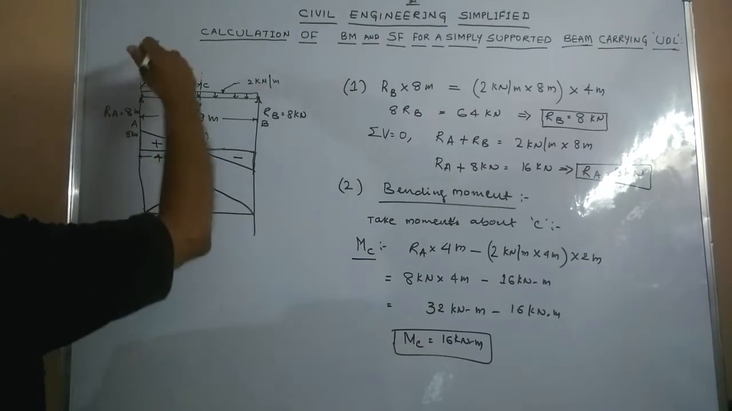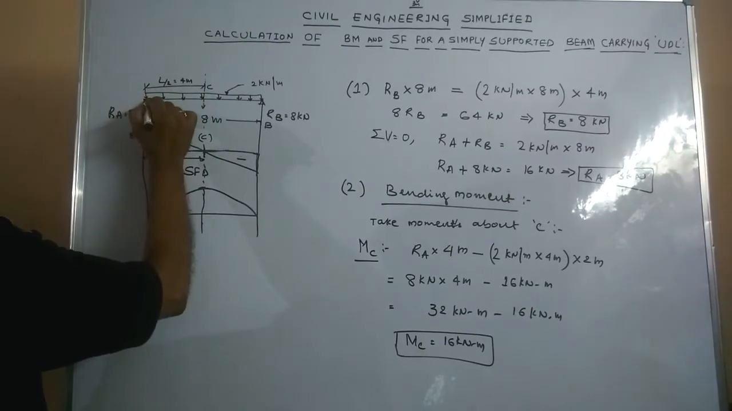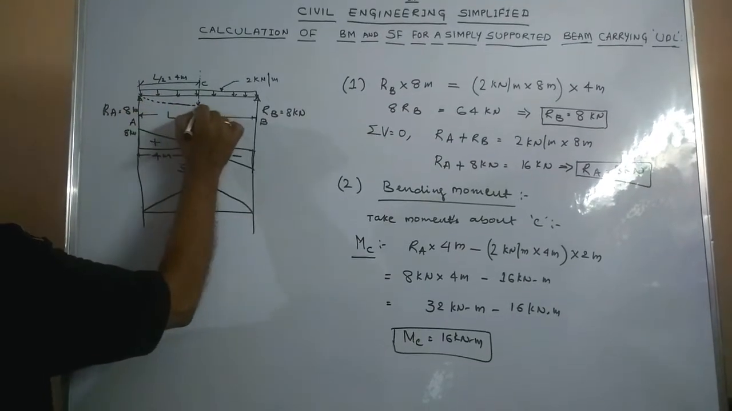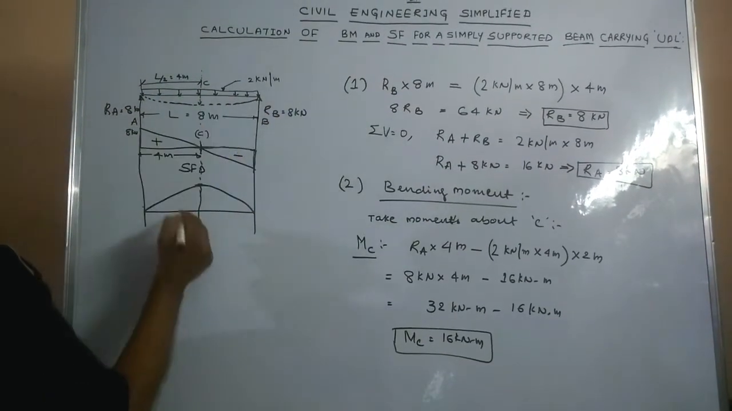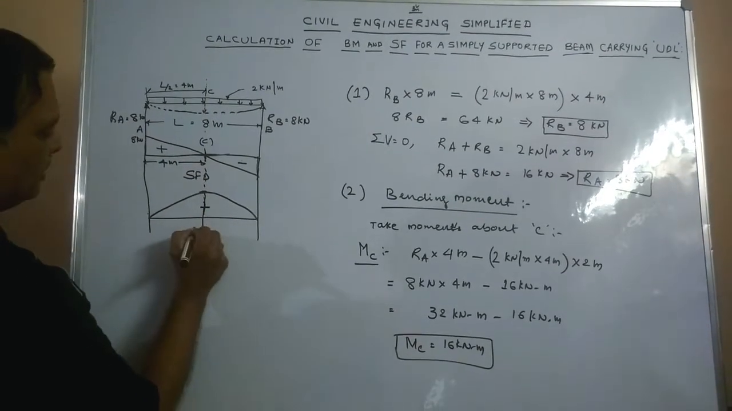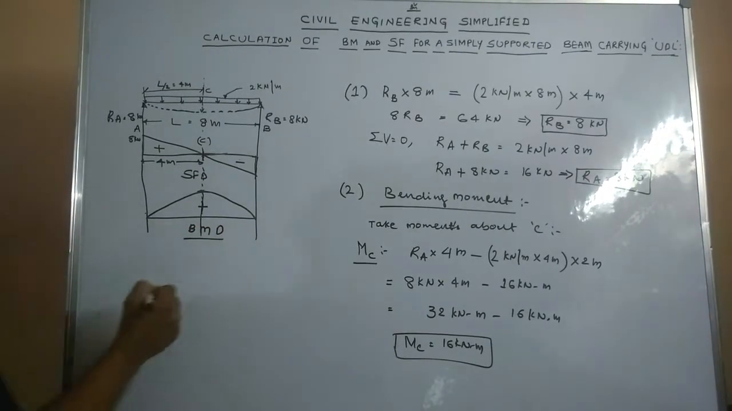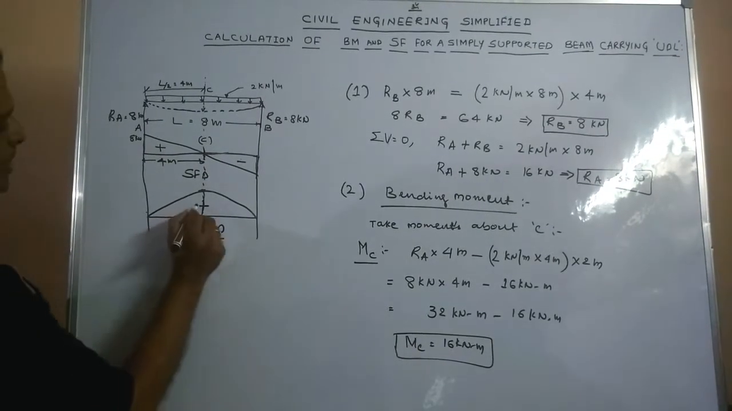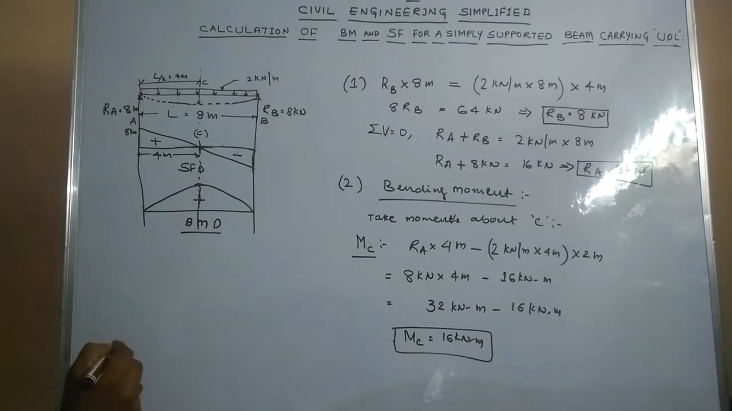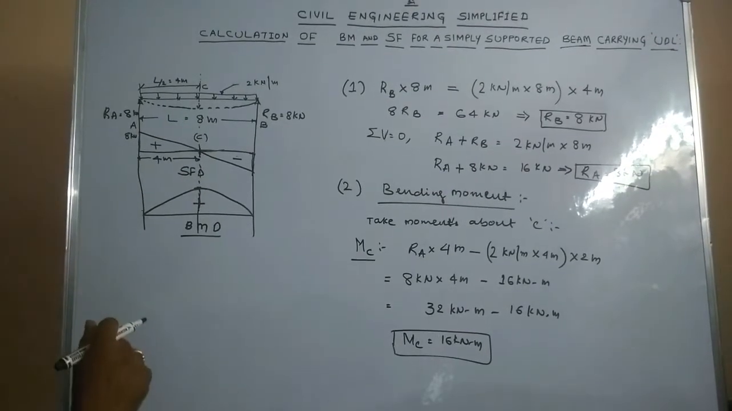Since this UDL causes a sagging moment, the beam deflects downward like this. This is called a sagging moment. Whenever a sagging moment occurs, we represent the bending moment diagram by a positive sign. This I will call the BMD. This is a plus sign. This is a simple way of drawing a bending moment diagram for a simply supported beam carrying UDL.